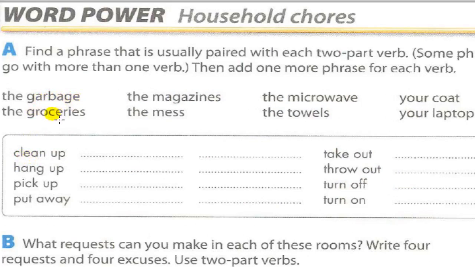The garbage, the groceries. Groceries like chocolate, milk, washing powder, cheese. Things we buy from the supermarket. The magazines, like the newspapers. The mess, the microwave, the towels, your coat, your laptop.